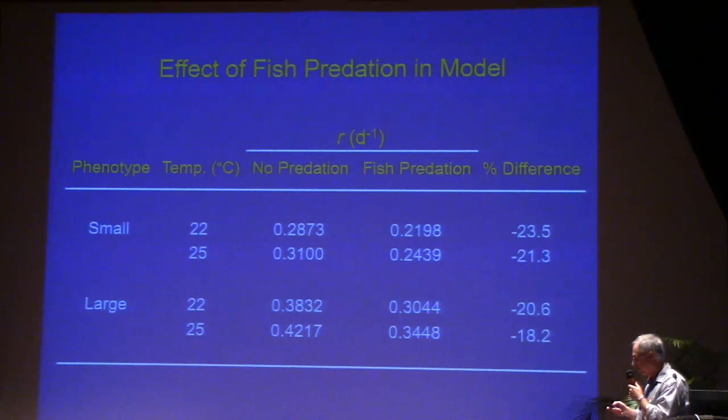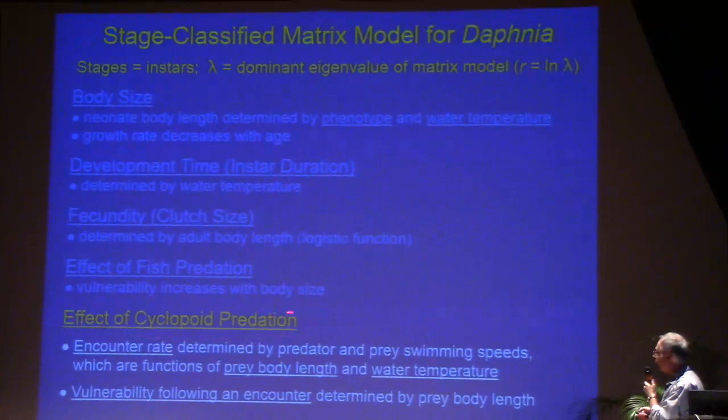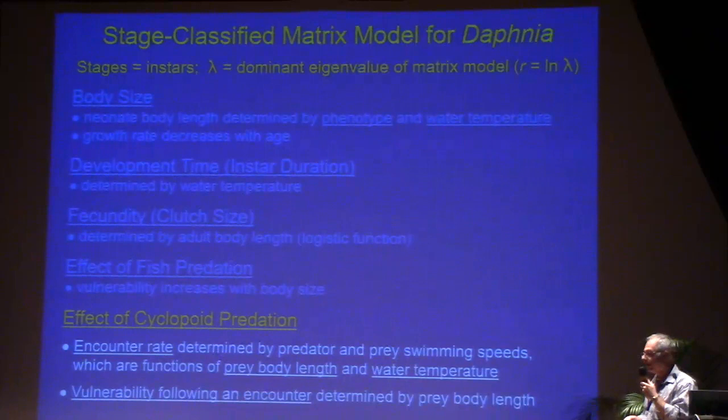And then obviously, we're looking at the effect of cyclopoid predation. This is a function of the encounter rate between predator and prey, which is affected by prey swimming speeds. And they're a function of prey body length, so larger Daphnia swim faster, and the Daphnia swim faster at higher water temperatures. And then the vulnerability following an encounter is determined by prey body length.